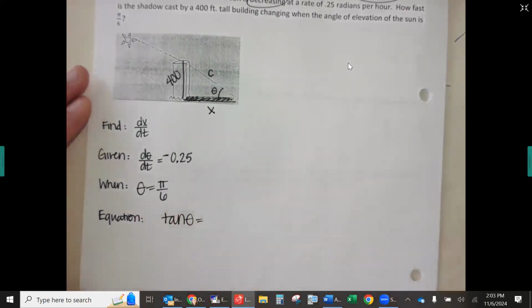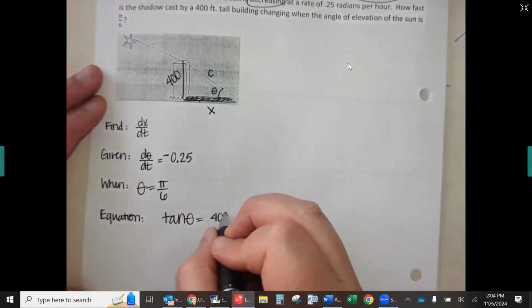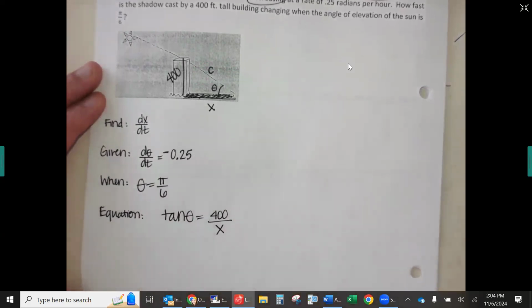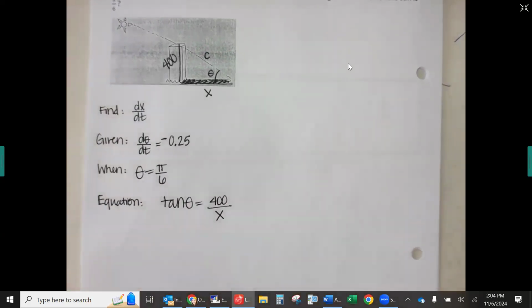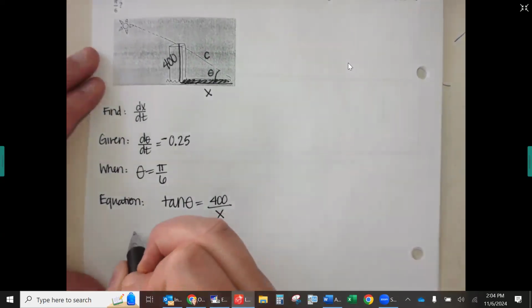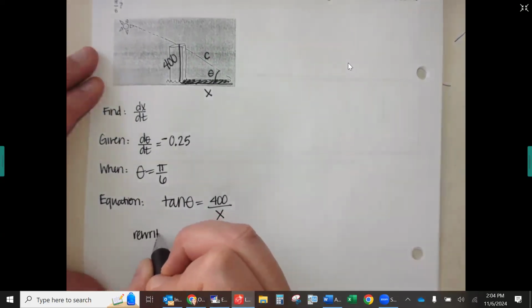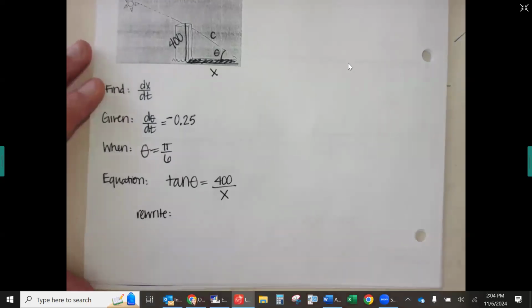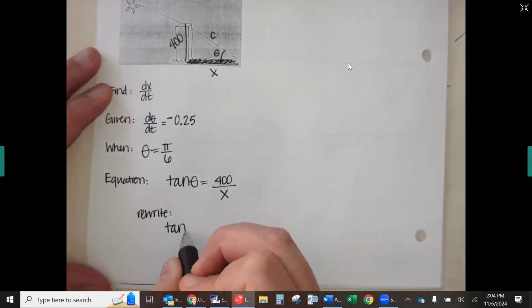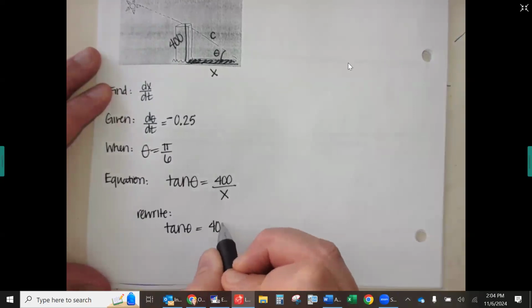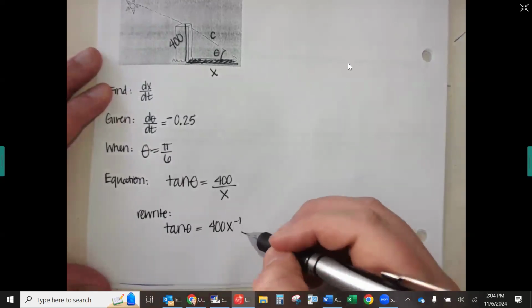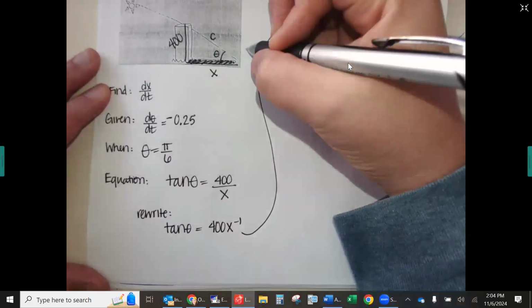So write down tan theta equals. Remember for tan, it's going to be opposite over adjacent. My opposite is my 400. My adjacent is my x. Notice I cannot plug in any numbers besides fixed constants until after I've taken the derivative. What rewrite will I need to do before I take the derivative? My x is on the bottom. Hate that. Negative exponent for the x. So it'll be 400x to the minus 1, and then we'll take the derivative.